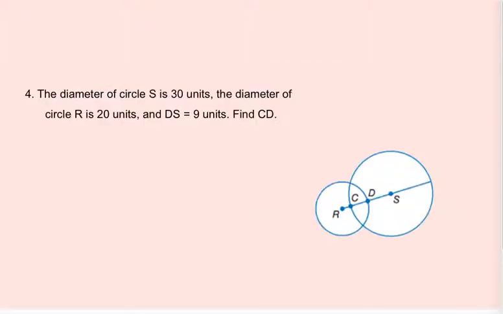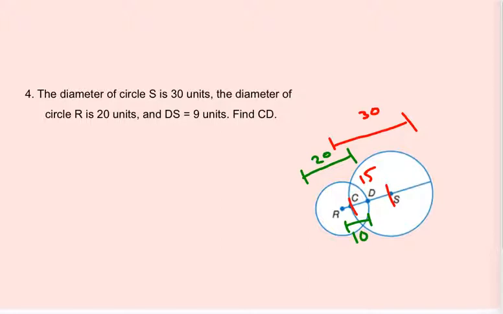The diameter of circle S is 30 units. The diameter of circle R is 20 units, and DS is 9. Find CD. The diameter of circle S is 30, so this length is 30, which means my radius is going to be 15. Now the diameter of circle R is 20 units, so this length is 20, meaning that the radius is 10. So there's a little overlap.